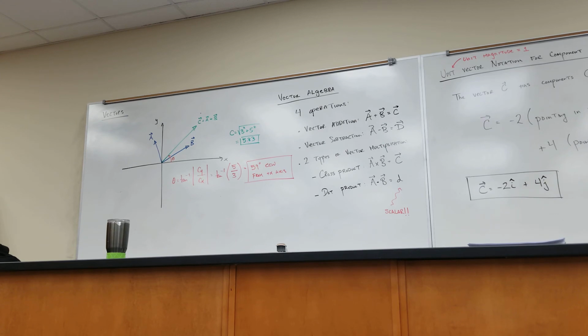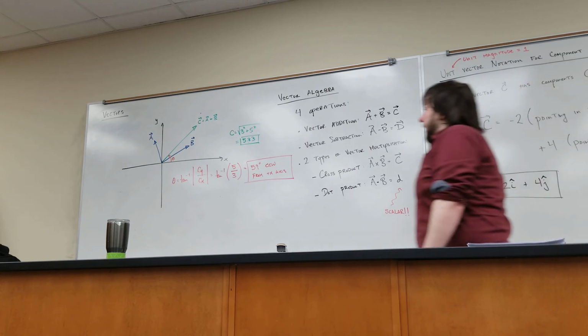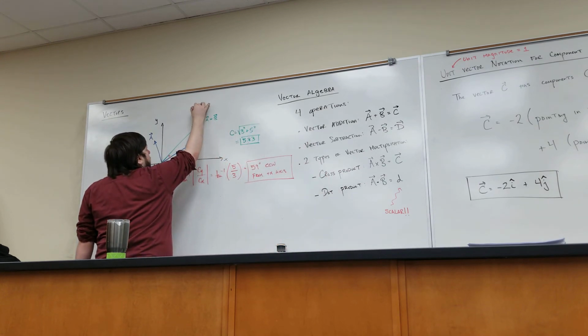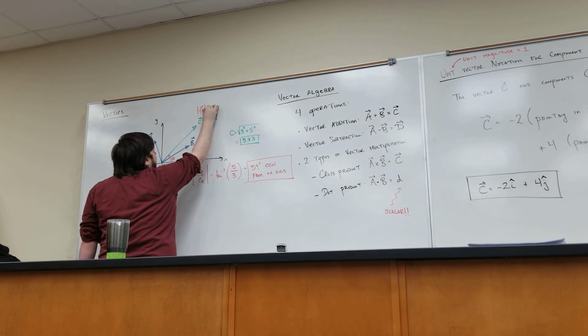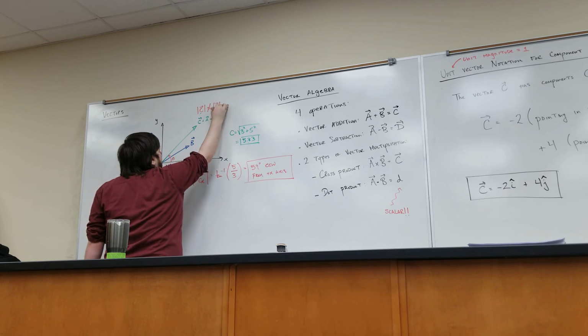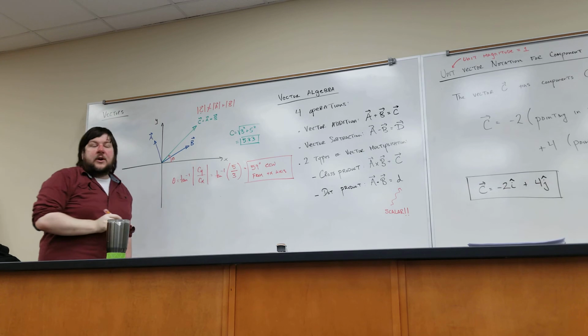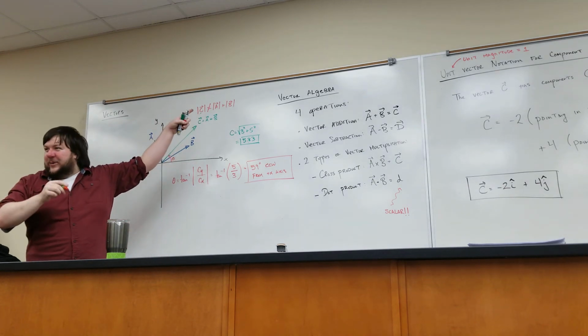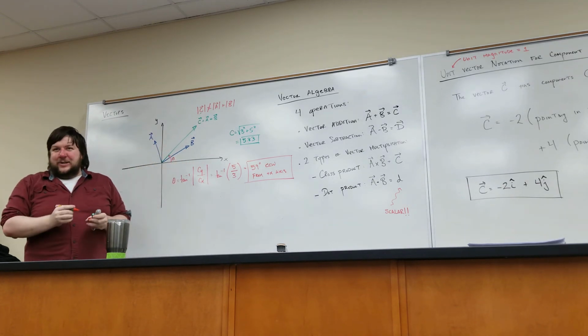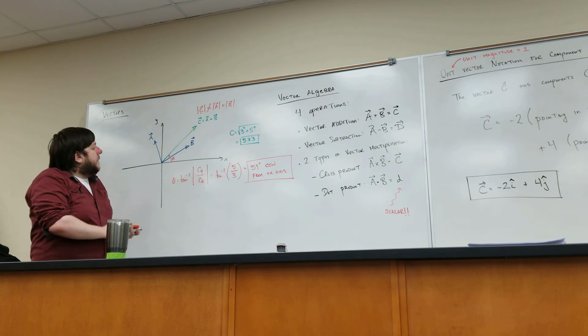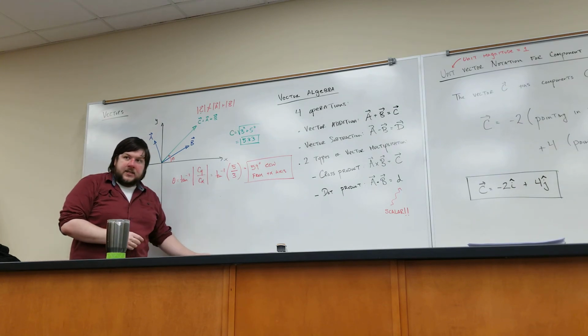The magnitude of C is not the sum of the magnitudes of A and B. These are not scalars. You cannot say that the magnitude of C equals the magnitude of A plus the magnitude of B. It being equal is not true. These are not simple scalars.